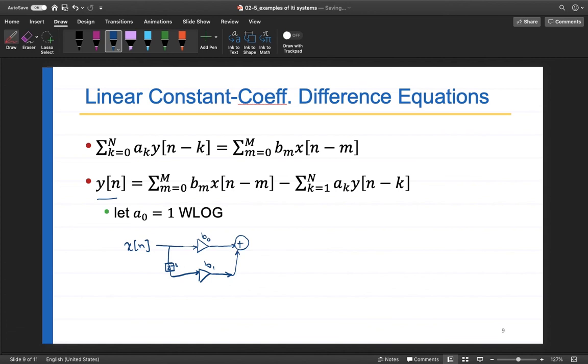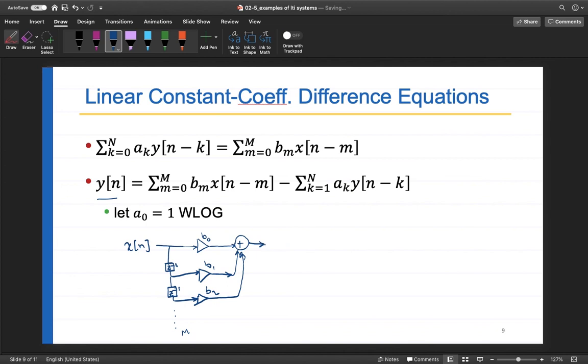Then I need x of n minus 2, which means I add another delay, and I again scale it with b2, another constant, and I add it. In this way I can keep going until capital M. And what I get in the output here is basically the first term. But now I have to subtract this term as well. So how will I do that?